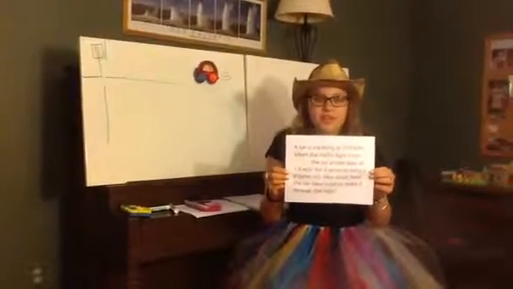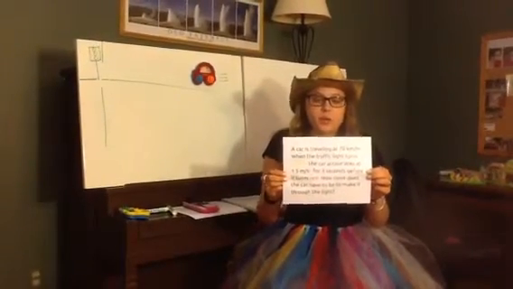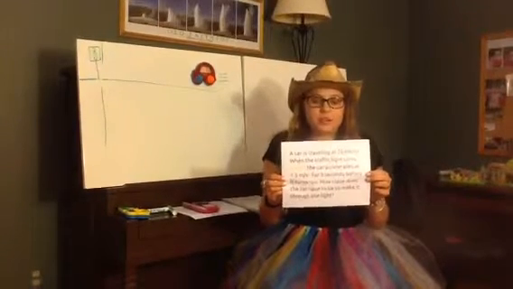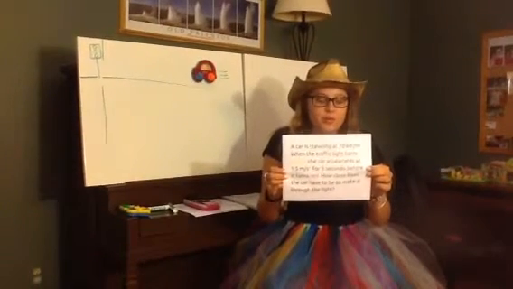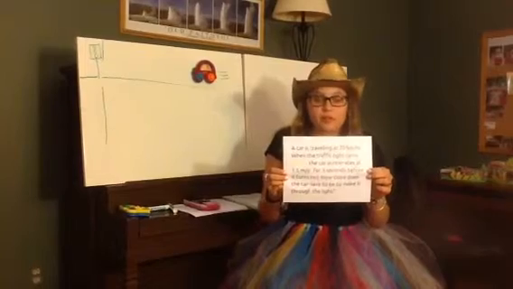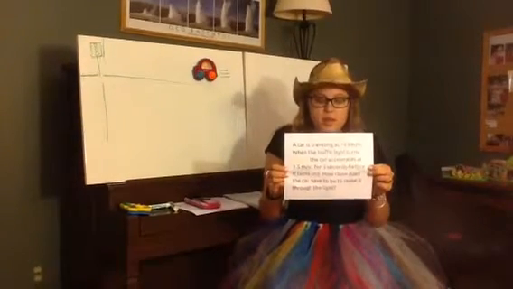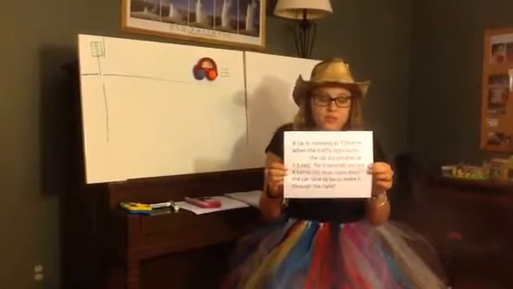A car is traveling at 70 kilometers per hour. When the traffic light turns yellow, the car accelerates at 1.5 meters per second squared for 3 seconds before it turns red. How close does the car have to be to make it through the light?